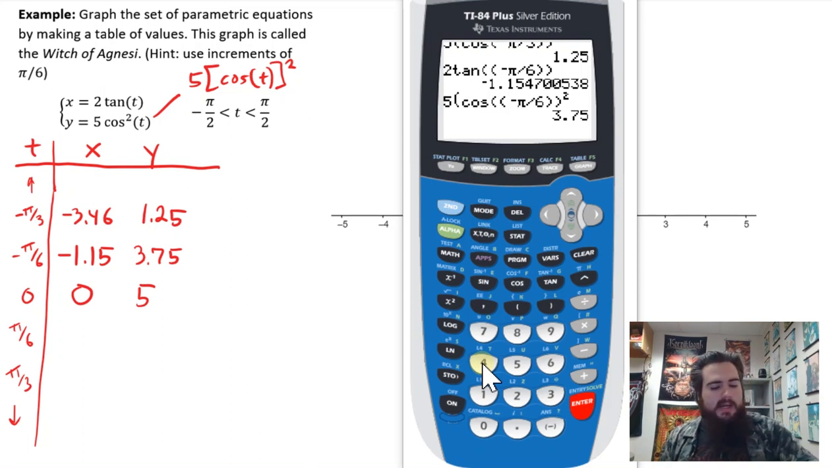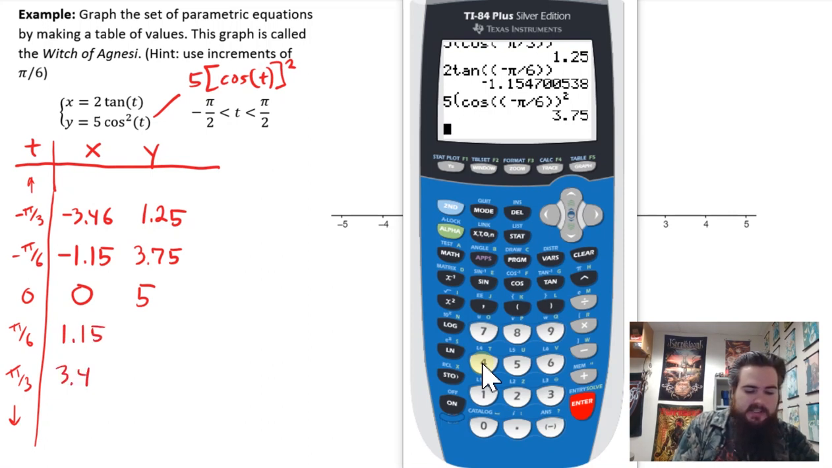Now, when I do the same values of pi over 6 and pi over 3, I'm going to get the same absolute numbers that I did for x and y. However, the x values are going to become positive because I'm plugging in quadrant 1 angle measures now for tangent. So I will get 1.15 here and 3.46, both of those being positive. And then I'll also have 3.75 and 1.25.